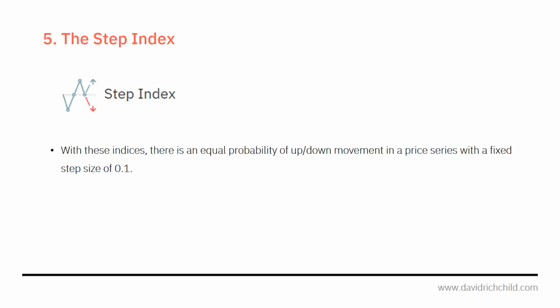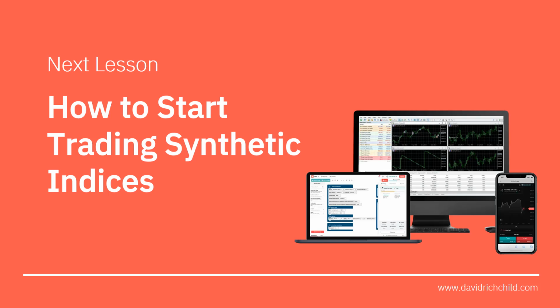Then there is the step index. The step index is almost like forex as well, and there is an equal probability of up and down movement in a price series with a fixed step size of 0.1. You can compare this movement to other instruments like Nasdaq and so forth, with the advantage that you can trade them even on weekends, and there is no news that can affect them. In our next lesson, I'm going to show you how to start trading synthetic indices.